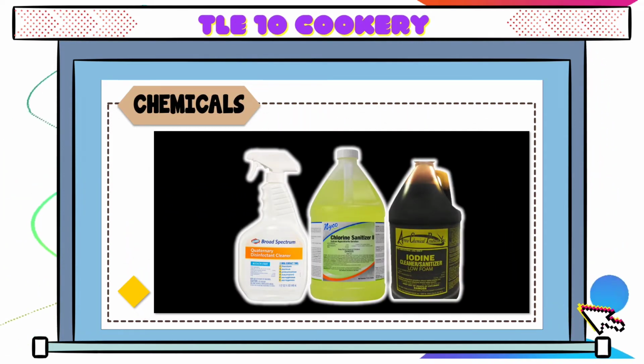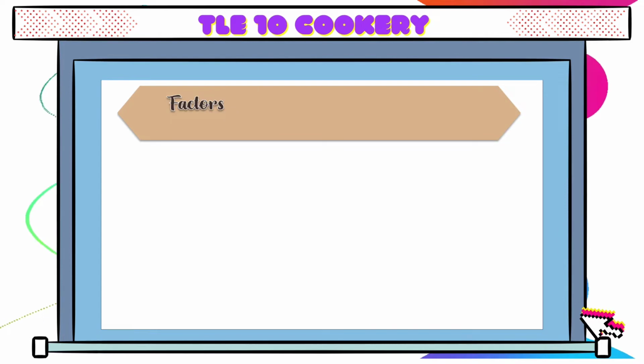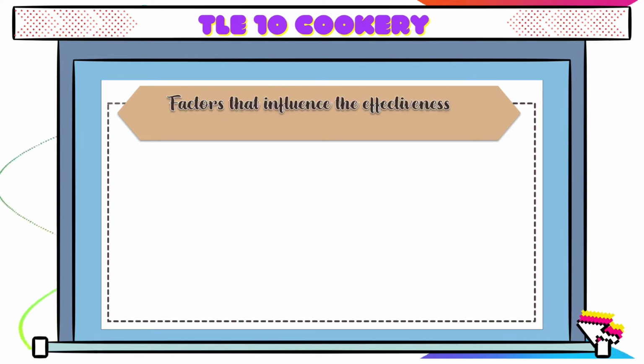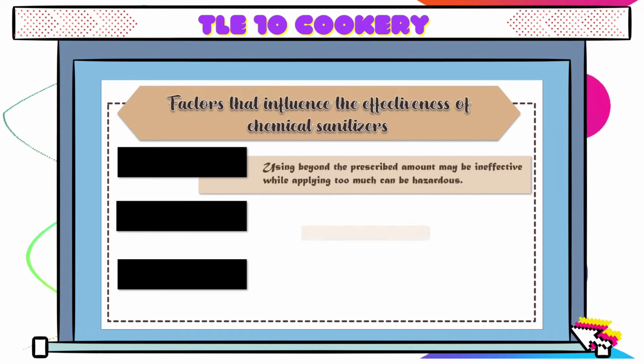Sanitizing is also achieved through the use of chemical compounds capable of destroying disease-causing bacteria. Common sanitizers are chlorine, iodine, and quaternary ammonium, as shown in the pictures. These are the factors that influence the effectiveness of chemical sanitizers.